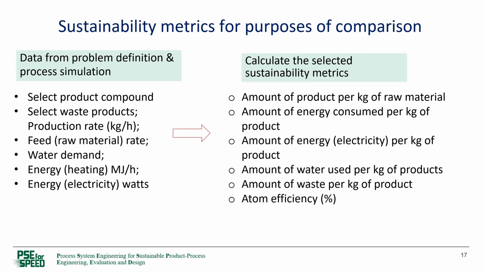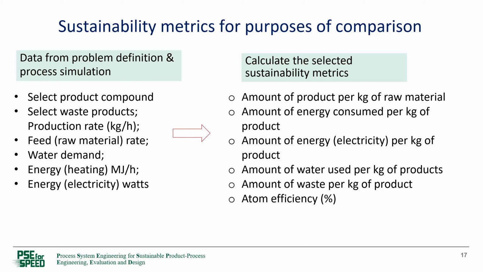We can collect all this information from the simulation and from the analysis, from the LCA and so on. And then we can put them into those simple equations to calculate the amount of product per kilogram of raw material. This is a very important number. Amount of energy consumed per kilogram of product. So if we have different alternatives, to compare different alternatives, this is a very good one. Per kilogram of the same product, what is the energy consumed? That can tell us which is the better alternative.